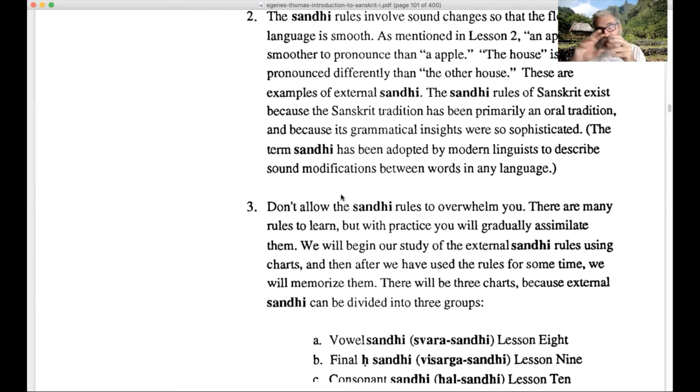So samhita means a togetherness. There might be some other words for sentences and verses. When we say shloka, it means a verse, right? Okay, so I hope that's clear.